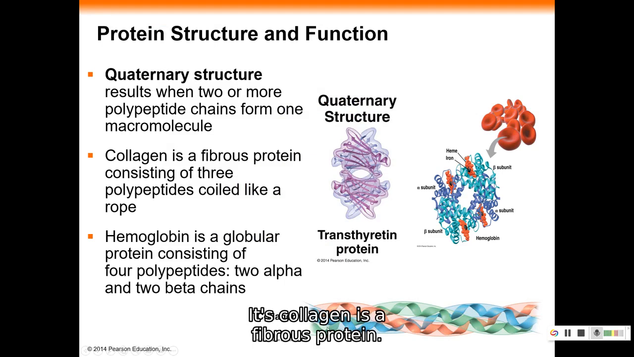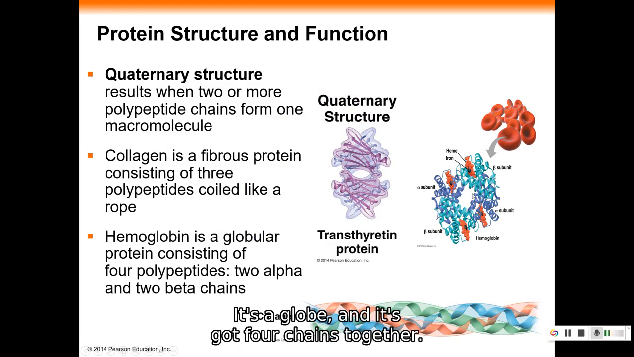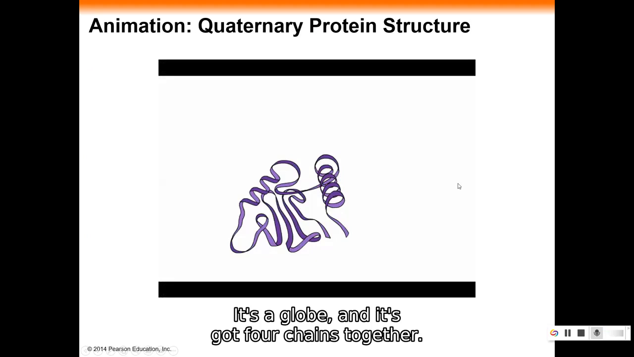So collagen is a fibrous protein. It has these 3 coils together. Hemoglobin is a globular protein, so while collagen is a fiber, hemoglobin is more like a circular shape. It's a globe, and it's got 4 chains together.